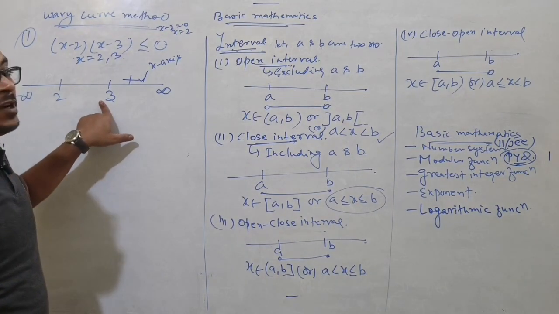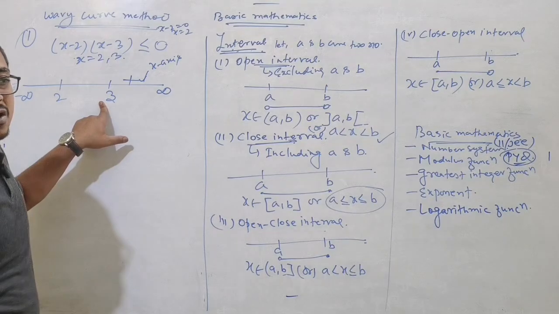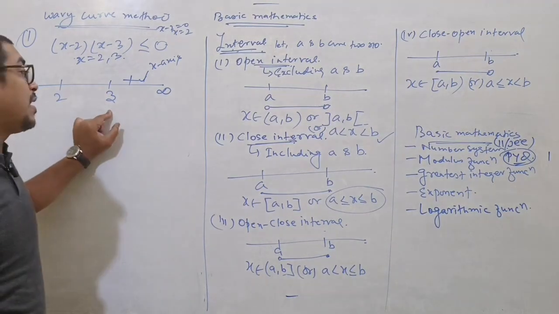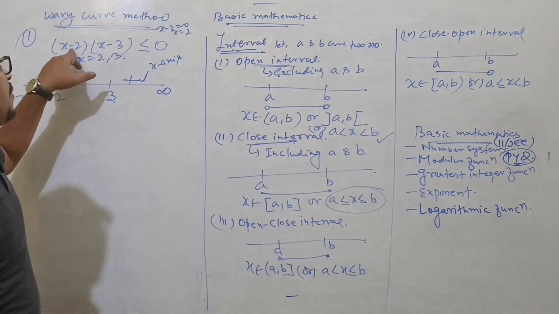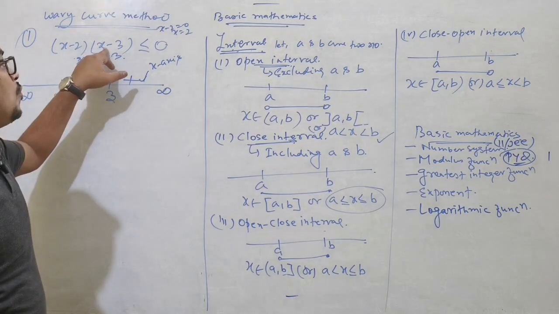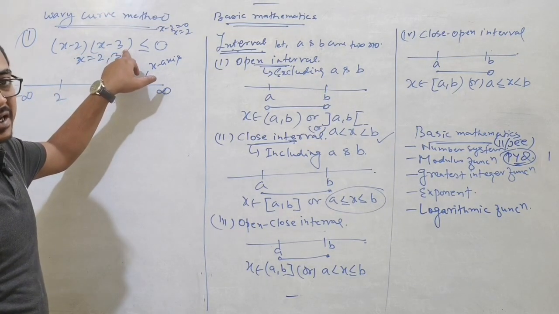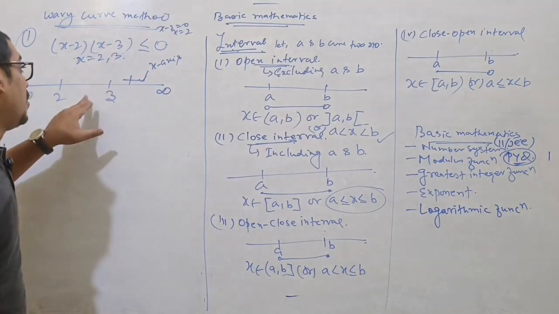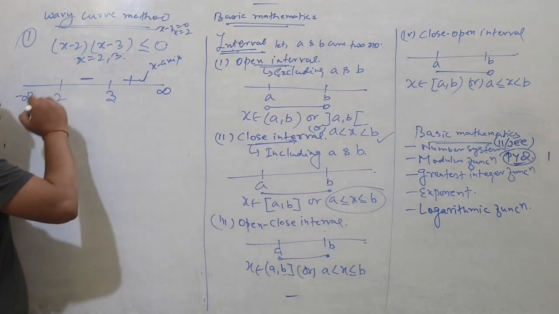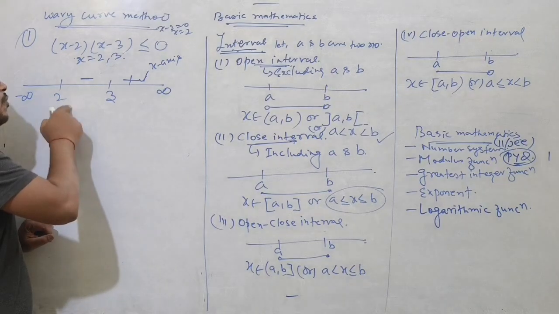Now think about any number between 2 and 3. So between 2 and 3, what number can you take? Suppose 2.5. So 2.5 minus 2 is positive, 2.5 minus 3 is negative. So positive into negative, what will you get? Negative.